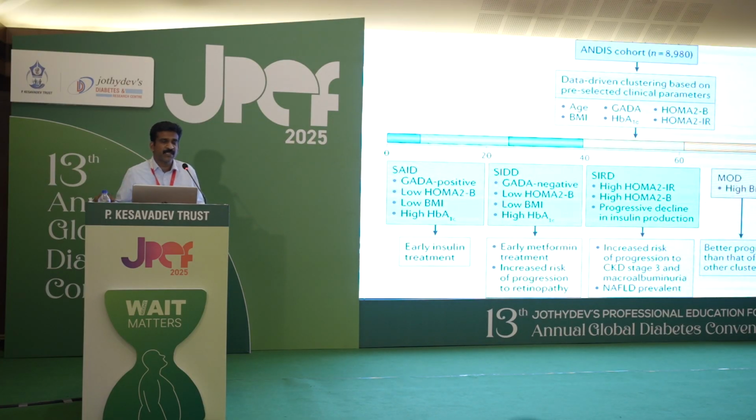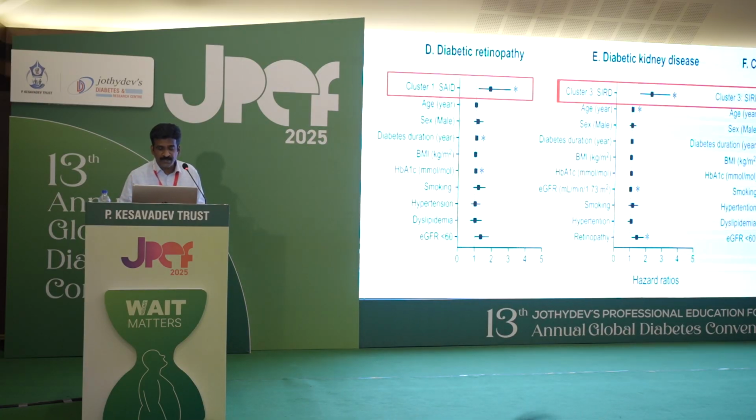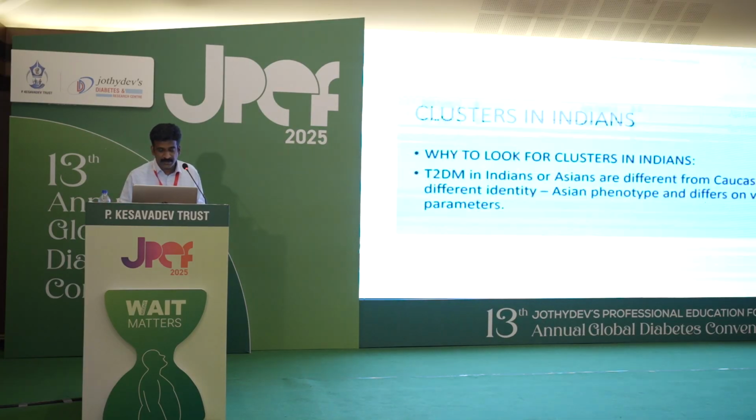We could get several inputs based on these clusters regarding the prognosis, the management aspects, and the complications the patient is going to have. The severe insulin deficiency patients were found to have more diabetic retinopathy, and the severe insulin resistant patients were having more diabetic kidney disease and coronary artery disease.